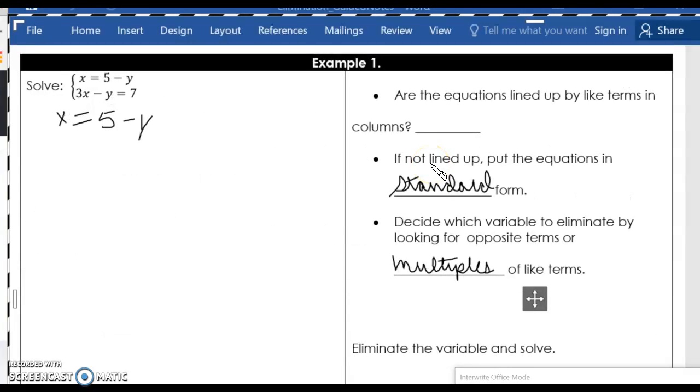Okay, let's look at example 1. First things first, are the equations lined up by like terms in columns? No, they are not. So we have to put the equations in standard form. The second one is in standard form, so we just need to put this first one in standard form. And we can do that quite easily by adding y to both sides. That gives us x plus y equals 5. So then we need to make them stacked up with the like terms in columns.